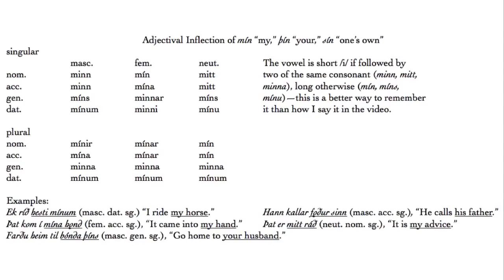So thin and sin will inflect the same way, and these actually have to agree with the thing possessed. So if I ride my horse, I can't just say ek rid hesti min. I actually have to say ek rid hesti minum, with my agreeing like an adjective with hesti.